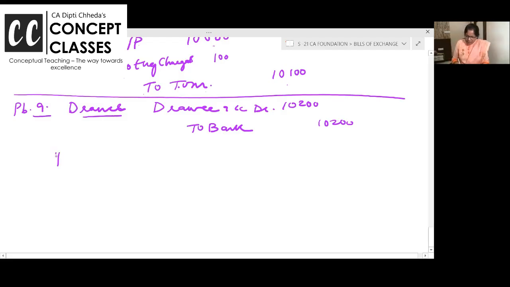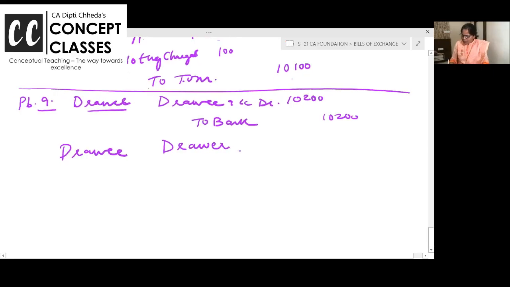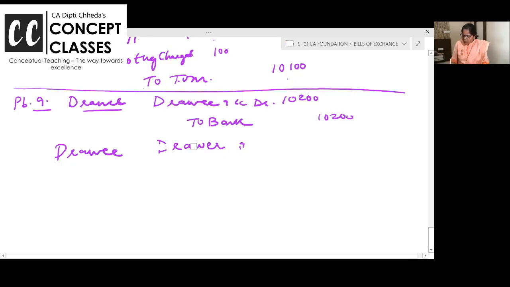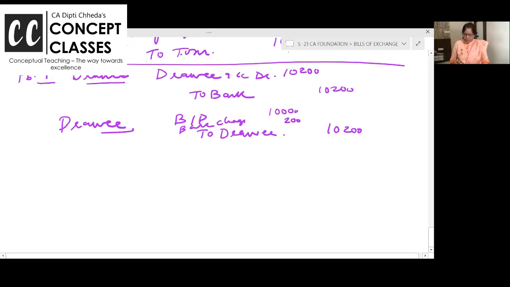So you pay me. Now, what entry will the drawee do? Drawee will promise the drawer, okay, bills payable is cancelled. I'll pay you something else. Bills payable is cancelled for 10,000. 200 rupees is the bank charges. Who will bear it? Drawee, to drawer 10,200. You pay me 10,200. I'll pay the bank 10,200.